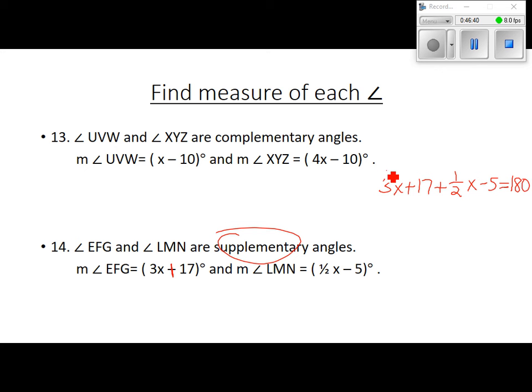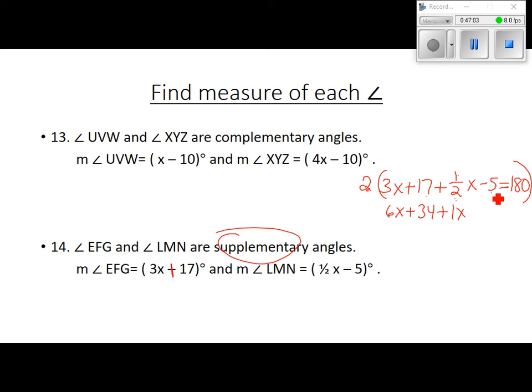Here I'm going to take this whole thing and multiply everything by 2 just to get rid of that fraction. 2 times 3x is 6x. 2 times 17 is 34. 2 times 1/2, you take 2 times the top number, which is 1. 2 times 1 is 2. Then divide by the bottom number. 2 divided by 2 is 1. So you end up with 1x there.